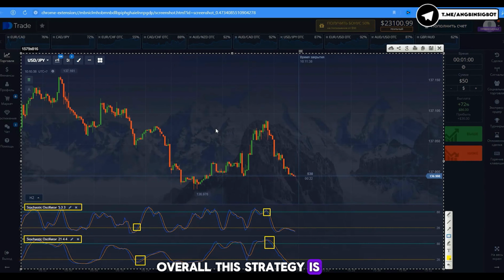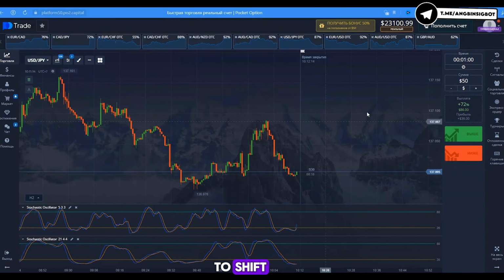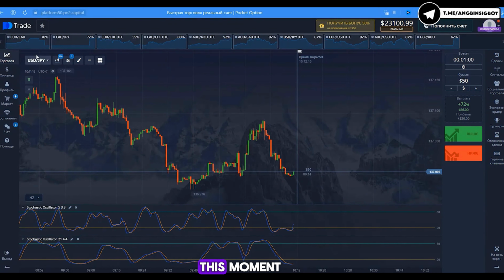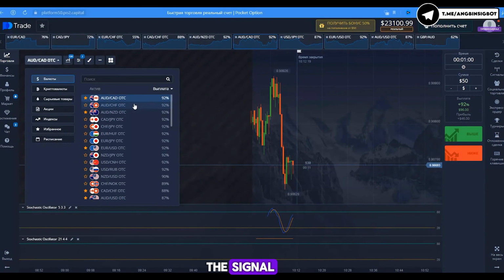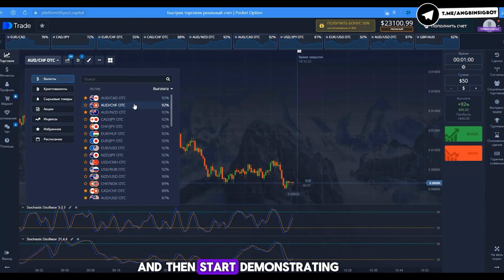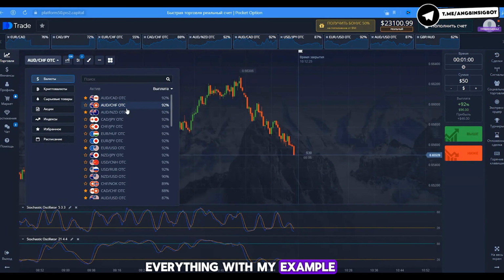Overall, this strategy is designed for signals at the beginning of trend changes, meaning that as soon as the trend starts to shift, the stochastics immediately indicate this moment. Our task, of course, is to wait for this change and enter based on the signal. For now, I will look for an asset and then start demonstrating everything with my example.